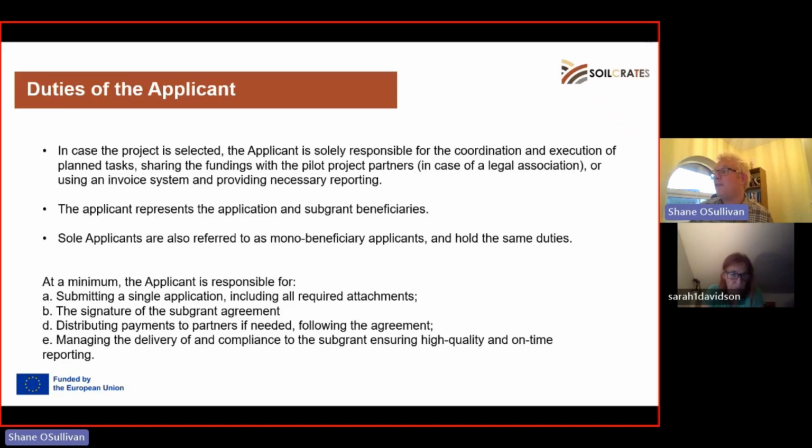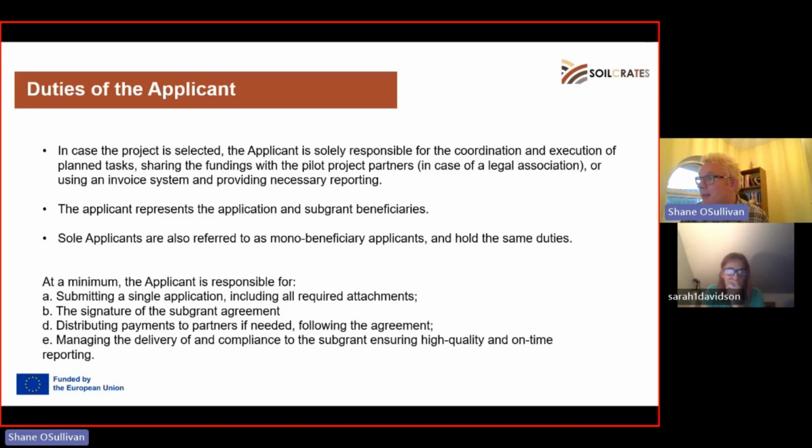That is an option if a collective or group of farmers want to do it that way, or else each farmer can apply as sole applicants too, if deemed necessary. The applicant represents the application and the subgrant beneficiaries. Sole applicants are also referred to as mono-beneficiary applicants and hold the same duties.